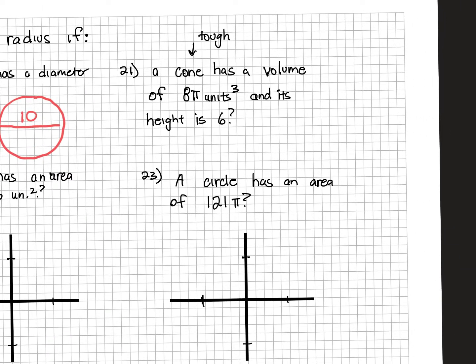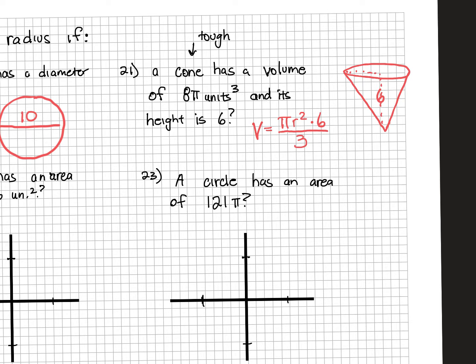21. A cone has a volume of 8 pi units cubed and its height is 6. So what is the radius? Okay, so we've got a cone and its height is 6. So what is its radius? How can we tell what its radius is? Well, for a cone, we find the circle, so pi r squared. We'd multiply it by the height, and then we'd divide by 3, because we'd crush it at the bottom. That's how we find a cone.